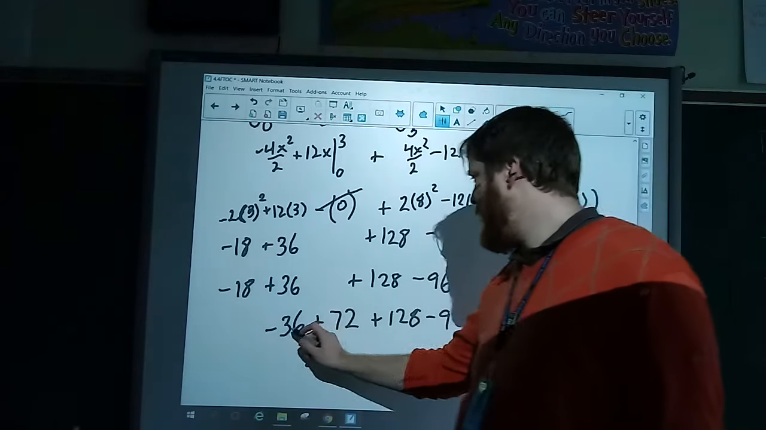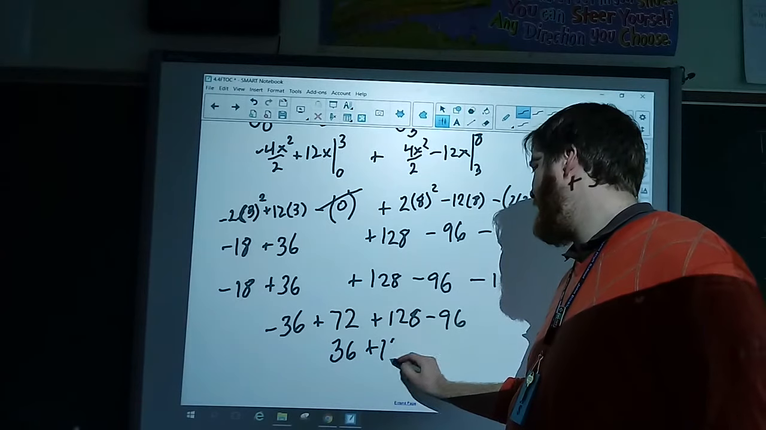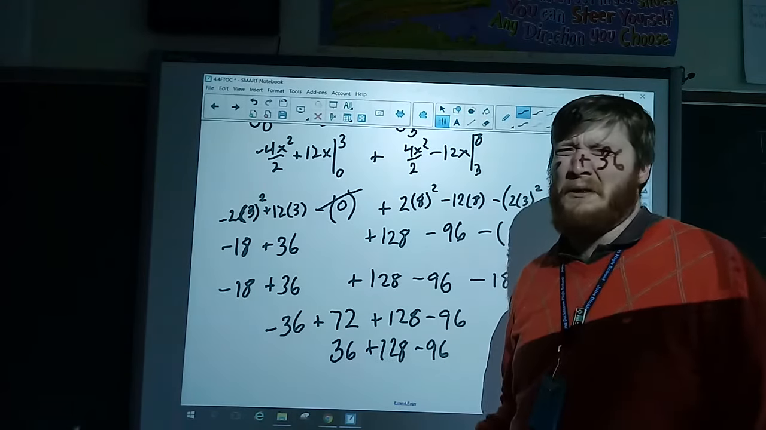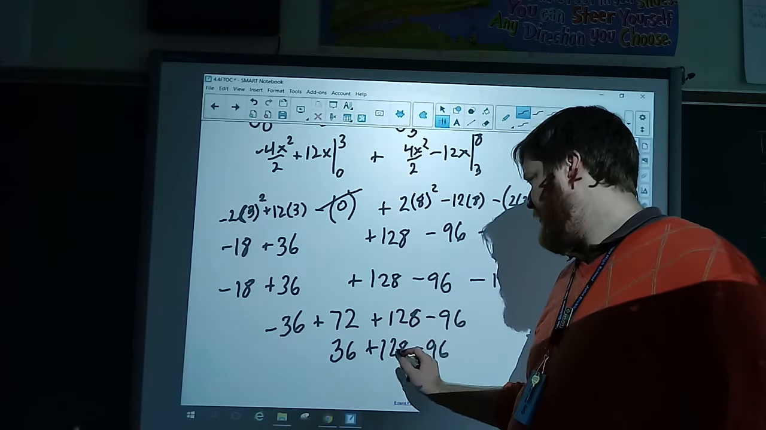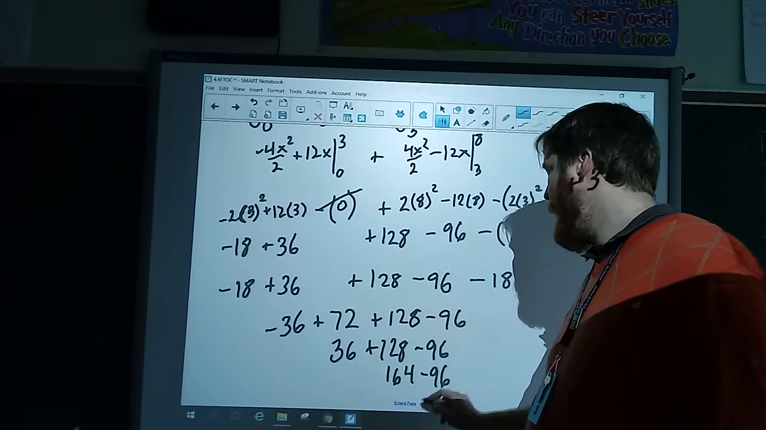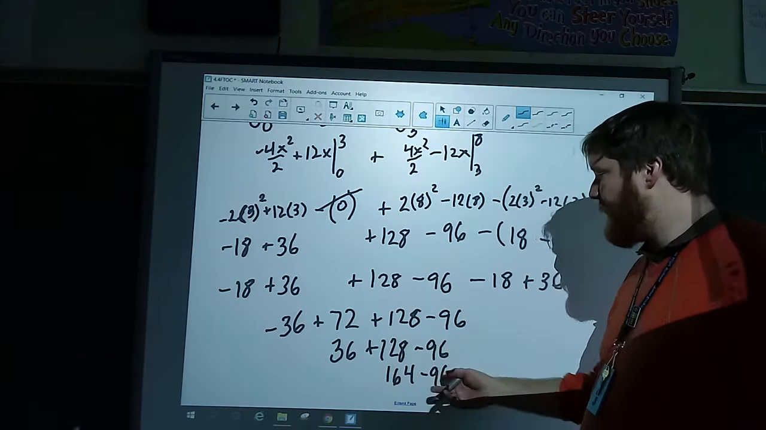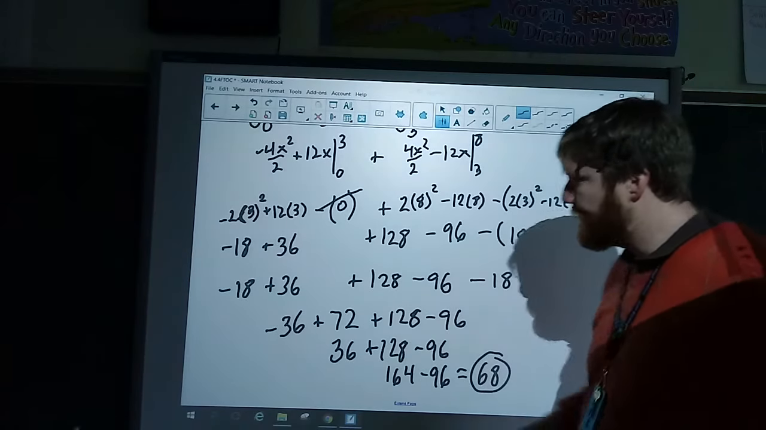Yeah, no. Let's see, 36 plus 128. I need to get the right number up here. I don't have my calculator with me, because I totally planned ahead. 64, 164 minus 96. So that's minus 100, so that'd be 64, but it's 4 less than 100, so it'd be 68. So I got 68 for that problem.